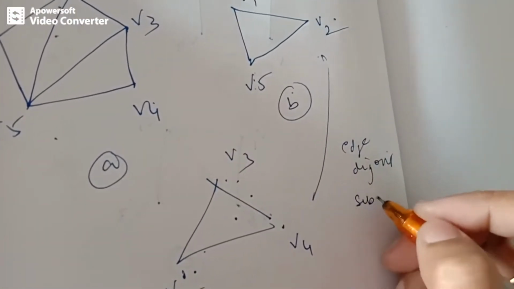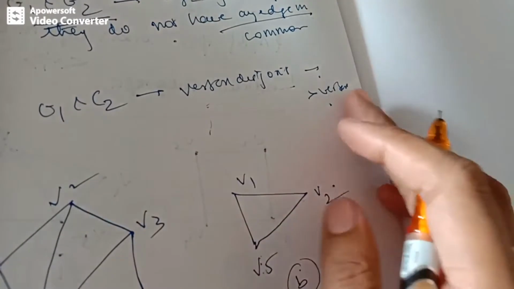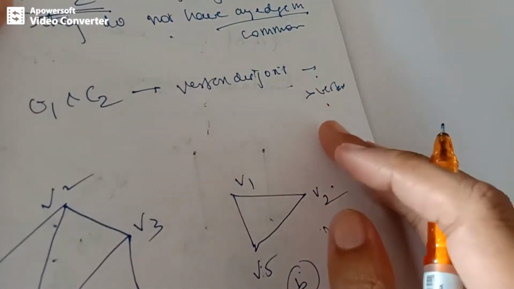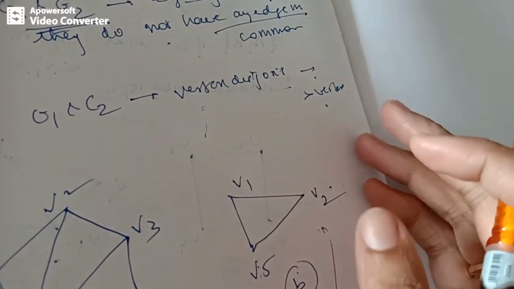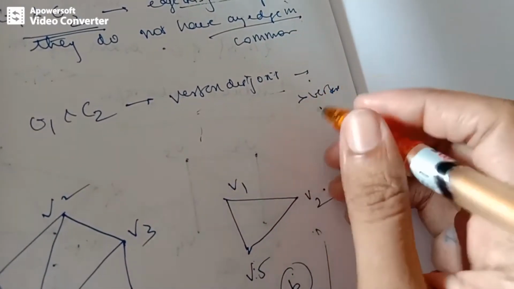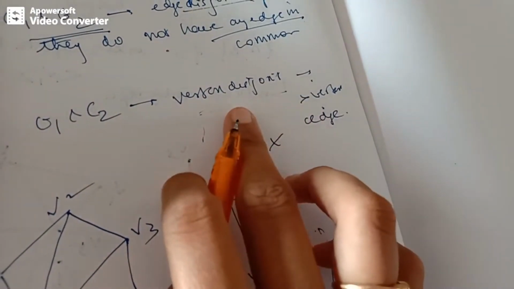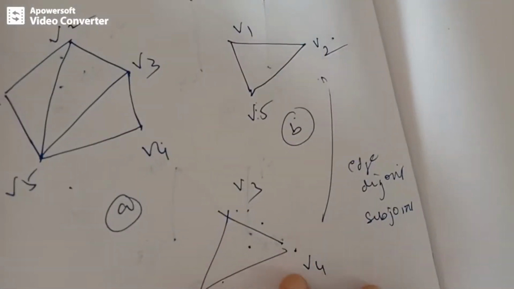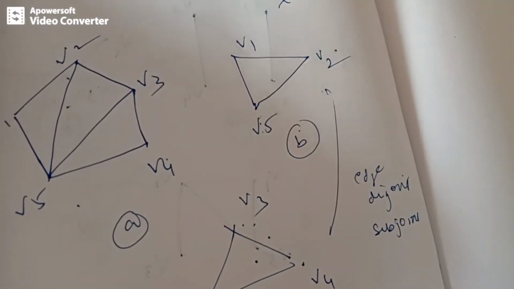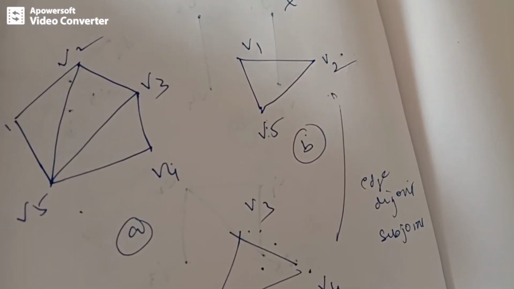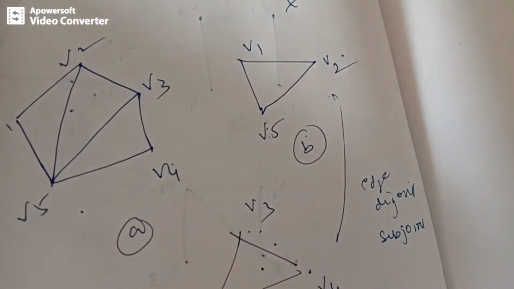What about vertex disjoint subgraph? Is it a vertex disjoint subgraph? According to the definition of vertex disjoint, they do not have any vertex in common. It means that they do not have any common edge also, right? So they do not have any common edge and any common vertex. That is the concept of vertex disjoint. So is this vertex disjoint? No. Vertex is common, right? So obviously we can say that this is not a vertex disjoint subgraph. These both are edge disjoint subgraphs.